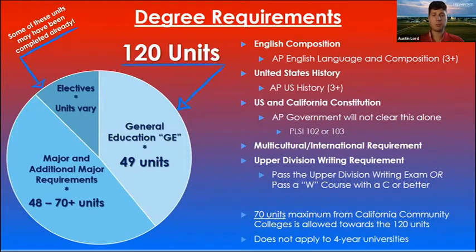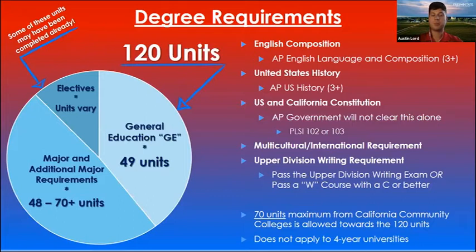Those last two little bullet points down there: 70 units maximum are allowed from a California community college. So some of you out there may have taken more than that. You may have taken 75, 80, 90 units at a local community college, and that's fine. You still get credit in all of those courses, but you only get 70 units applied towards your 120. It's kind of weird, but if you see something cut off at 70 and you have more, that's why.